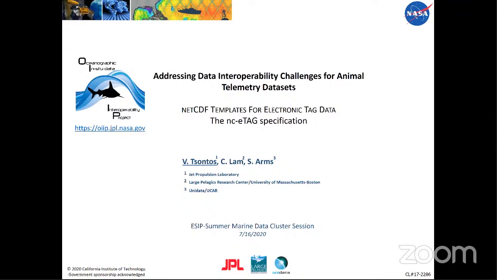Excellent. So that was a great introduction, because now we're going to be talking about biological gliders. And there are some additional challenges associated with some of these animal telemetry datasets. But that also reinforced some of the general issues that have been raised to this point. A lot of this work was done under a NASA ACCESS funded project called OIP, or Oceanographic In-Situ Data Interoperability Project. One of the products of this was a NetCDF standards-based specification for electronic tagging data. I'd like to acknowledge my co-investigators on that project, Tim Lam and Sean Arms from Unidata.